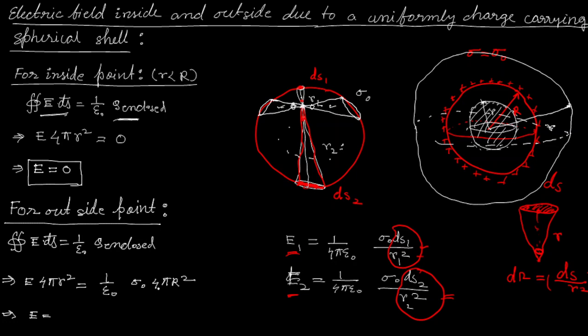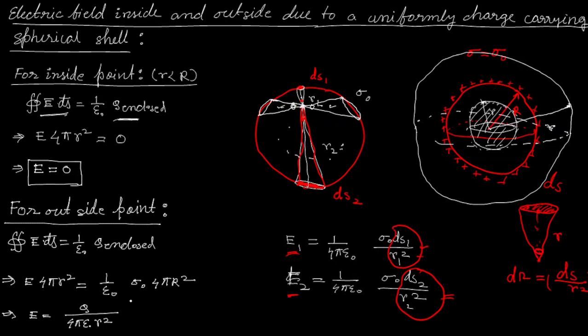If we write the total charge q naught as sigma naught into 4 pi R square, that gives you the total charge. So if the total charge is q, then the electric field will be q divided by 4 pi epsilon naught R square, where q is equal to sigma naught 4 pi R square, and sigma naught is the spherical uniform charge distribution.